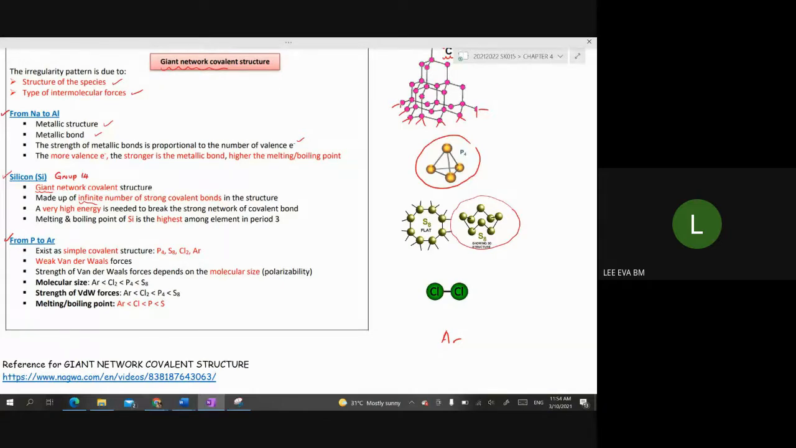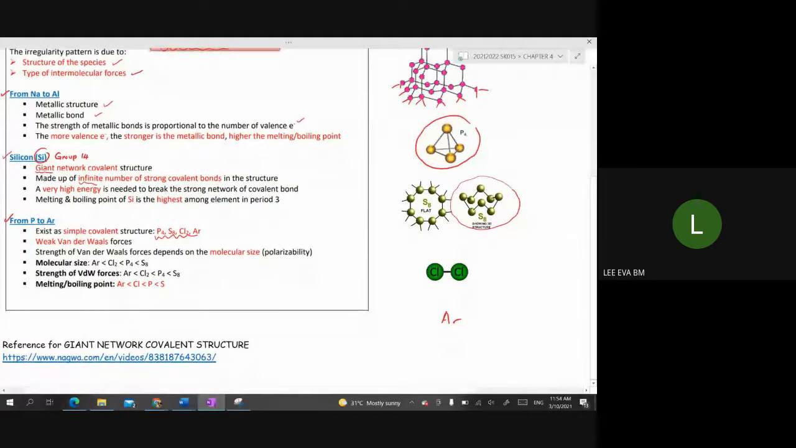So here you can highlight: from phosphorus to argon, it exists as a simple covalent structure: P4, S8, Cl2. When you have simple covalent structures, we go back to the intermolecular forces. Silicon was an exception because it has a giant network covalent structure, so much so that you don't see its intermolecular forces. But for phosphorus until argon, it's not that big, so we can still look at these intermolecular forces.